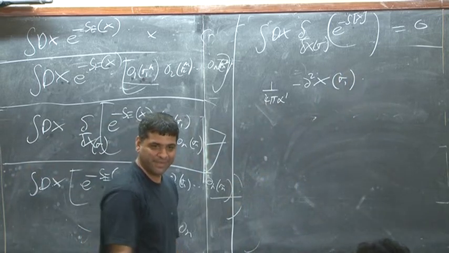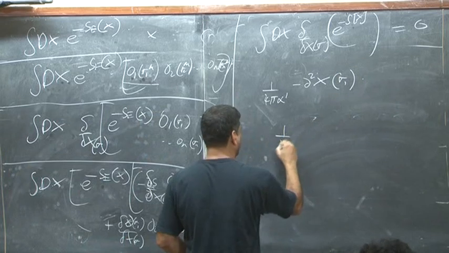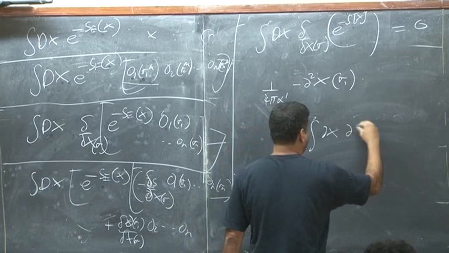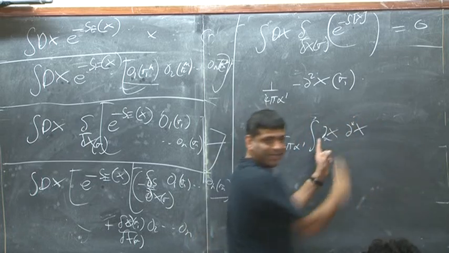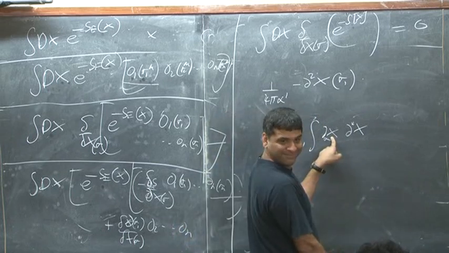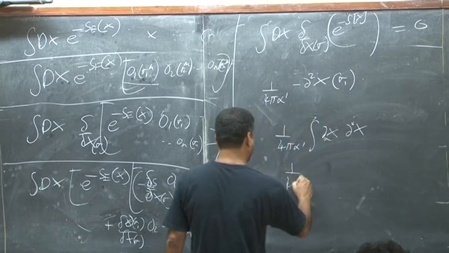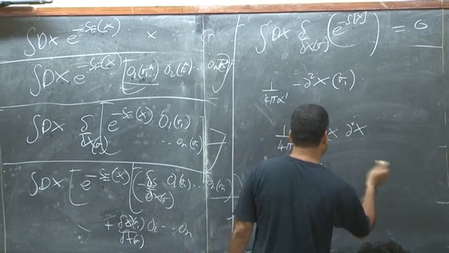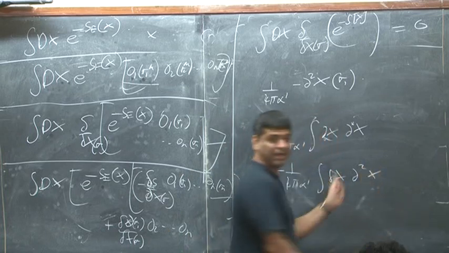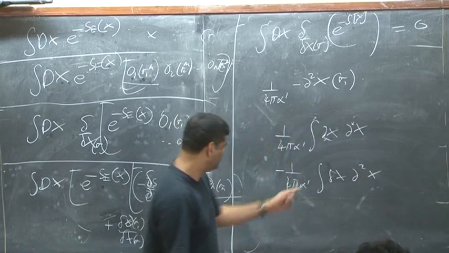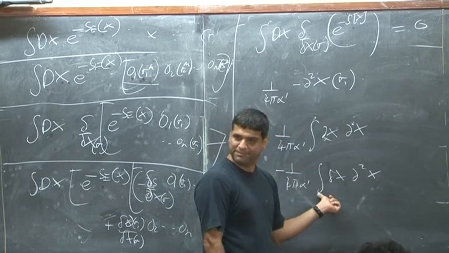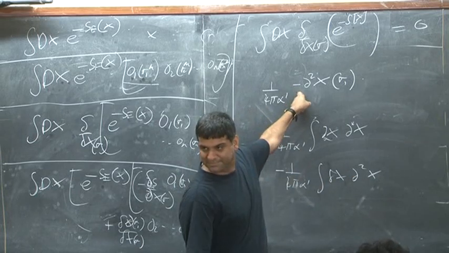You understand what I've done? I've just taken the action, which is 1 by 4 pi alpha prime del x del alpha x, gone back to normal notation, and varied. The variation is 1 by 4 pi alpha prime into delta x with a minus sign del squared x after the integration by parts. So the coefficient of this delta x was del squared x with a minus 1 by 4 pi alpha prime. And that's what I got here.